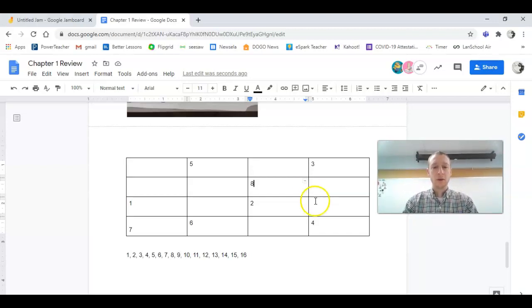Okay, so again, number these boxes 1 through 16 in random order. All right, I'll be in the meet if you have questions or don't get it.